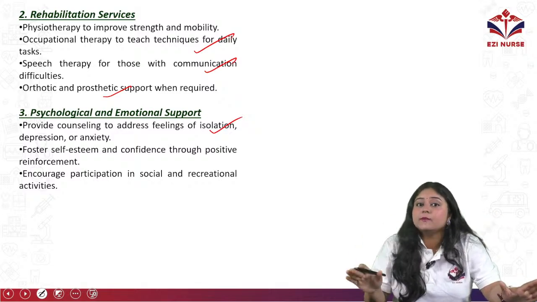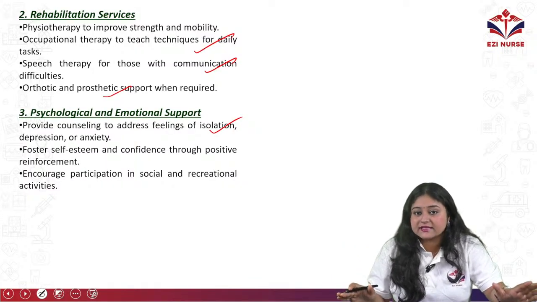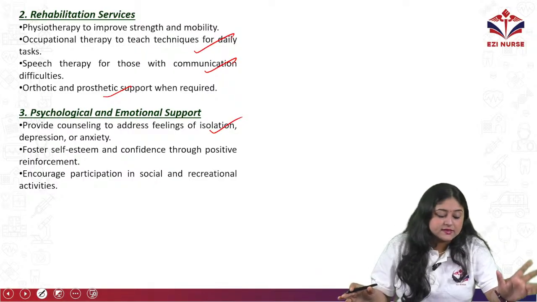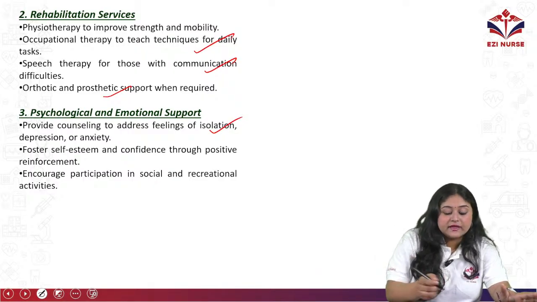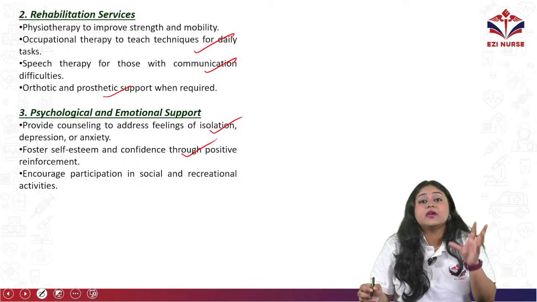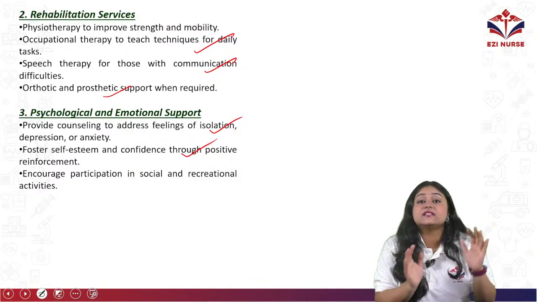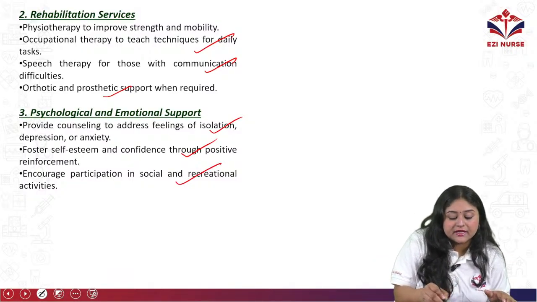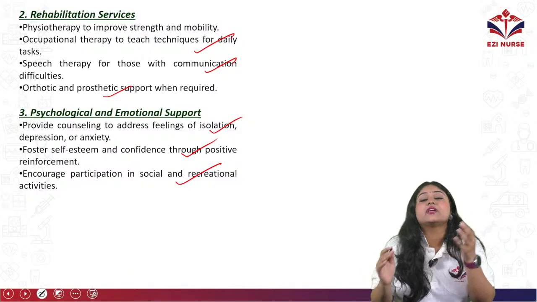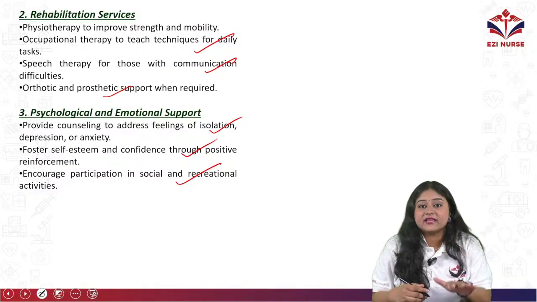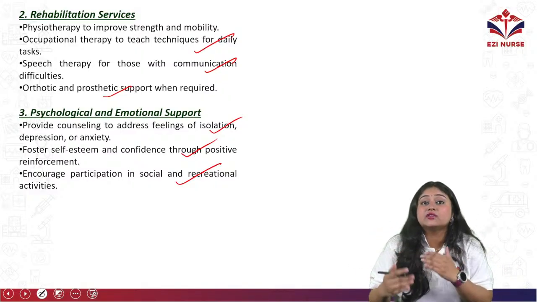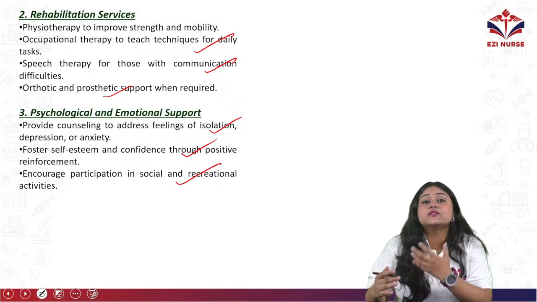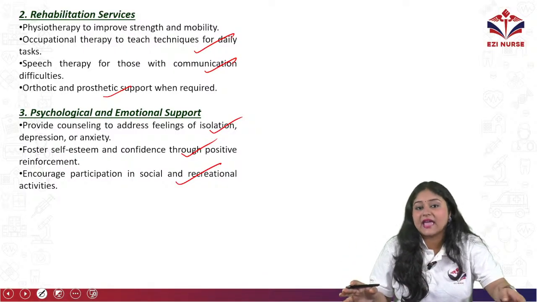The patient should not be kept in any kind of isolation, except with any kind of serious communicable and non-communicable disease. Next we have to foster self-esteem and confidence, which will bring very positive reinforcement vibes. Then we have to encourage participation in social as well as recreational activity. Based on that the strength will also improve for that patient, and the patient will also try to do something, especially in their daily living activities.